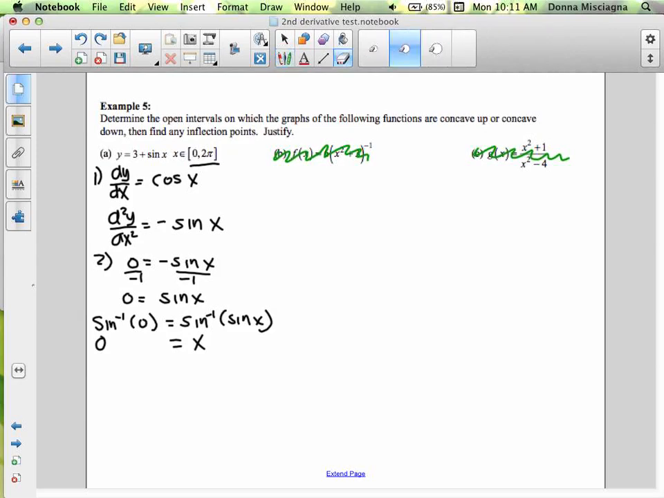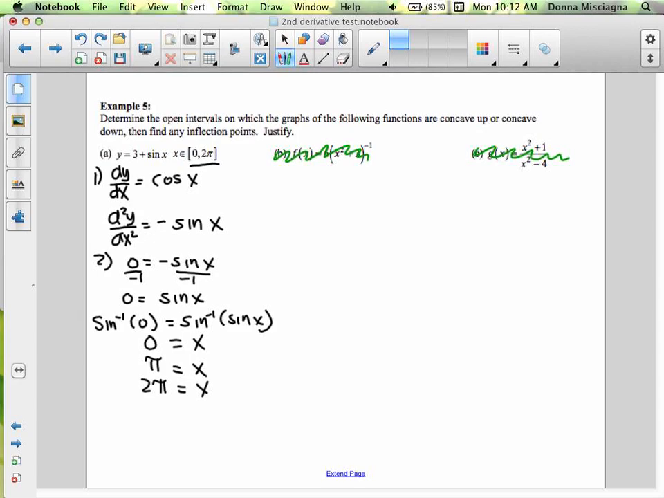And actually, I'll write them. I'll give each one its own line. At 0, and at pi, and at 2 pi. And it has brackets, so it does include these. All right, so those are the 3 values, right?